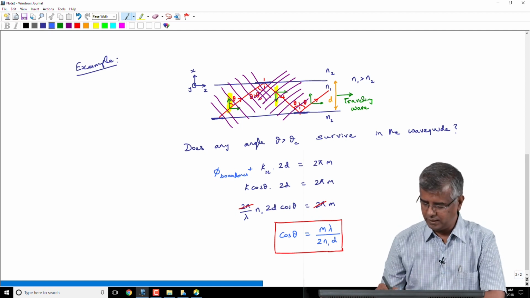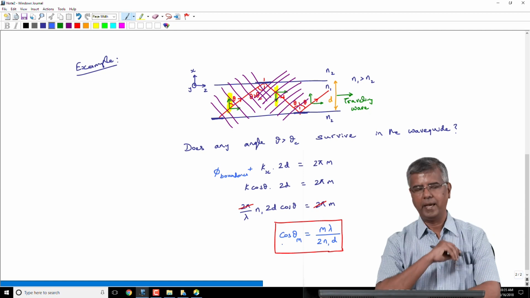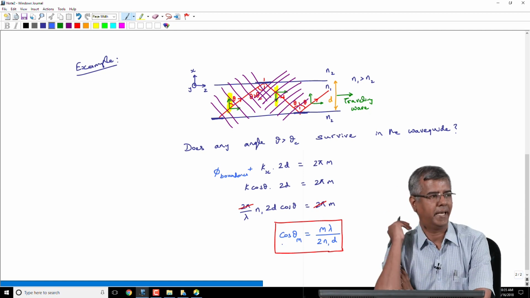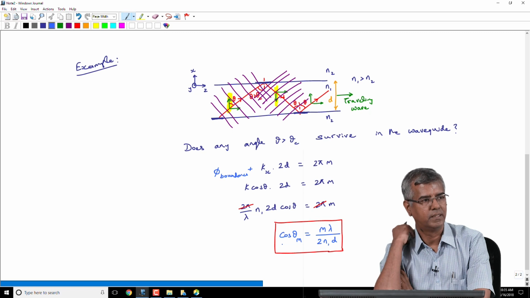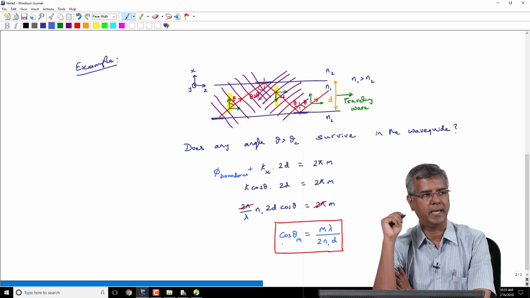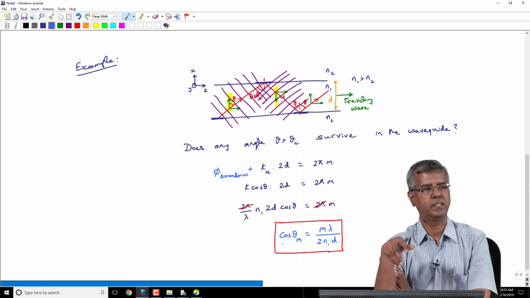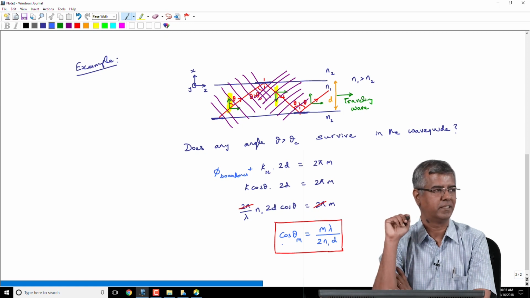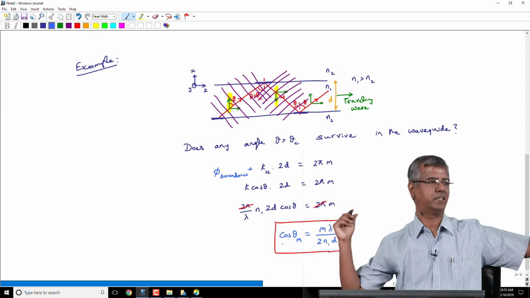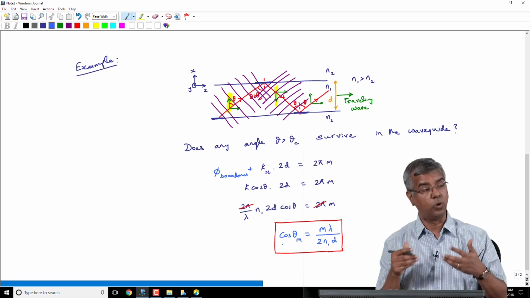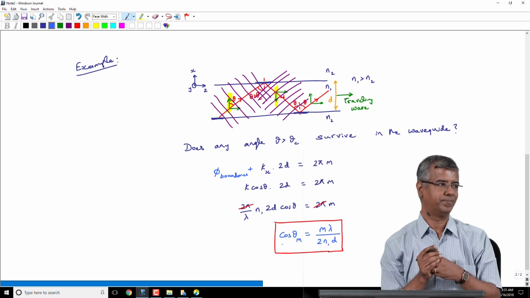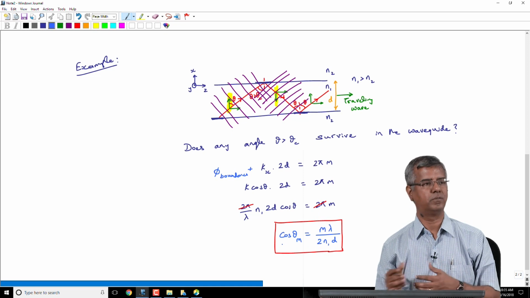only certain angles theta m, right. So, only certain angles theta m which satisfy this condition will actually survive this waveguide. So, it will survive in the waveguide, everything else will have to be just radiated out, okay, or it will not even enter the waveguide, okay. So, that is what we are talking about.